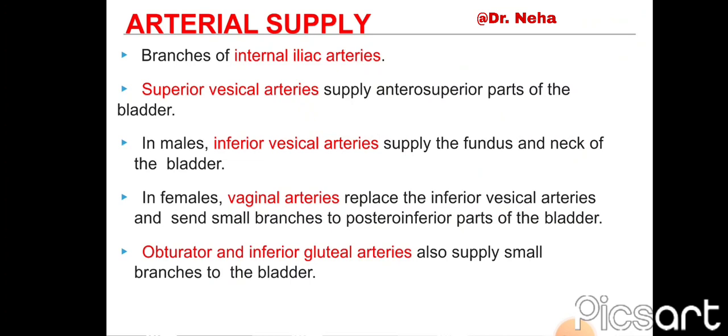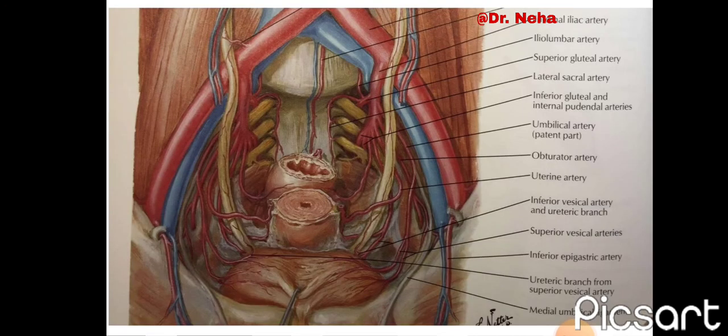Then the arterial supply. The bladder is supplied by the branches of the internal iliac arteries. These are the superior vesical and inferior vesical arteries. The inferior vesical artery in case of females is replaced by the vaginal artery. Also, the obturator and inferior gluteal arteries also supply the bladder. So here we can see the numerous arteries which are supplying the bladder.